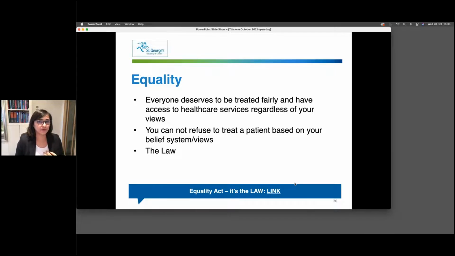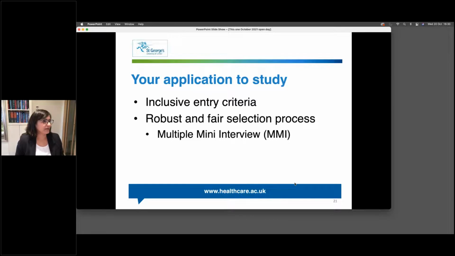Regardless of what your thoughts and views are. Application to study, we have an inclusive entry criteria, so you can go across and look at the website for our entry criteria. We have a fair selection process, so it's not just one interview, it's like these 6 mini interviews, and this year the interviews are remote and online, so that means the admissions team will give you all that information. They'll send that to you when you're invited for an interview, and it involves you making a recording, sending that through, and then we assess those.